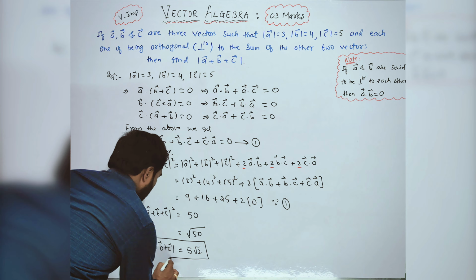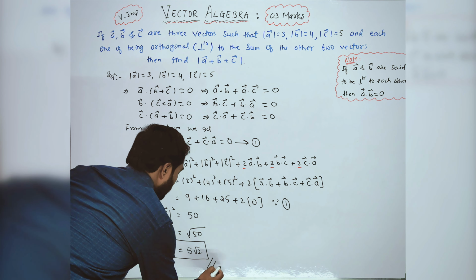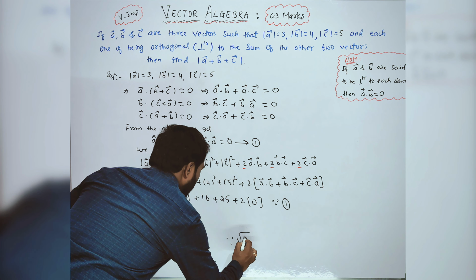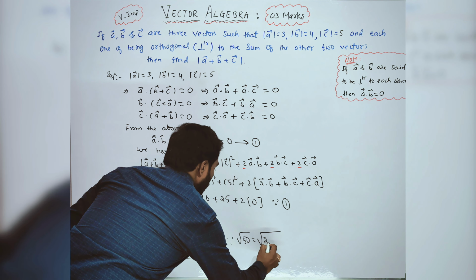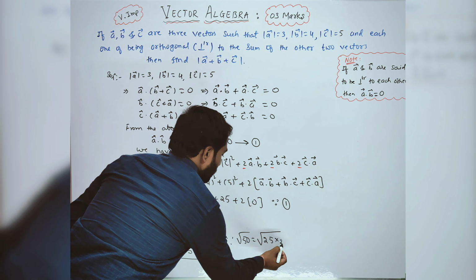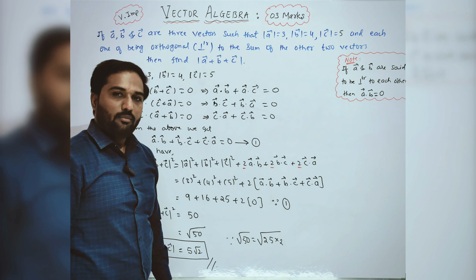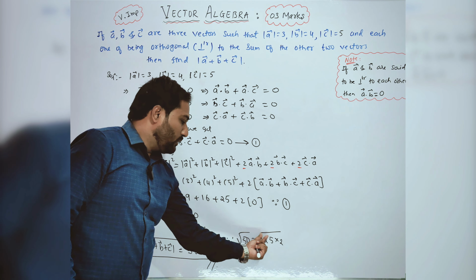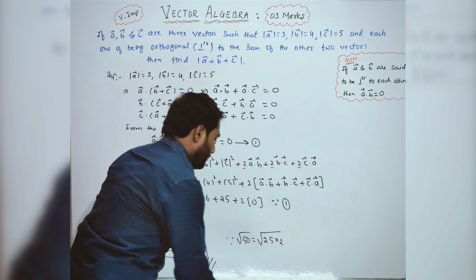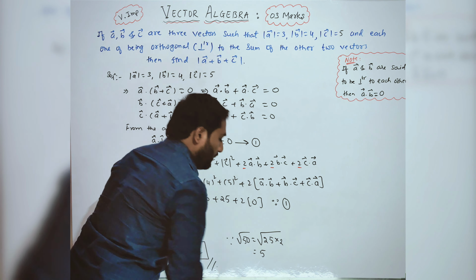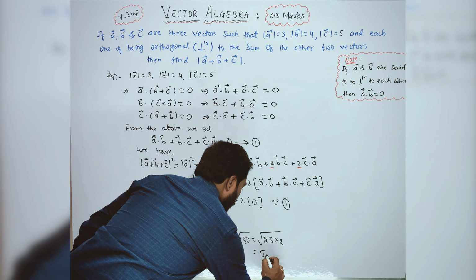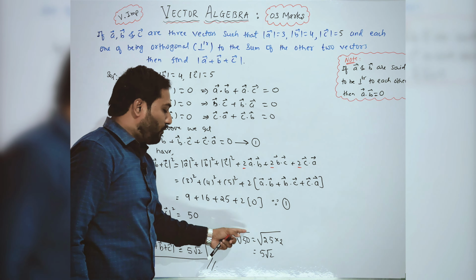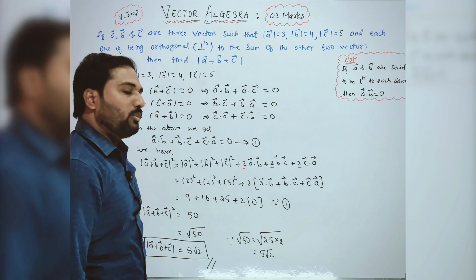So how have we written this? Because root 50 can be written as root 25 into 2. So what is root 25? Root 25 is 5, this is a perfect square, into root 2 as it is. This is how root 50 can be written as 5 root 2.